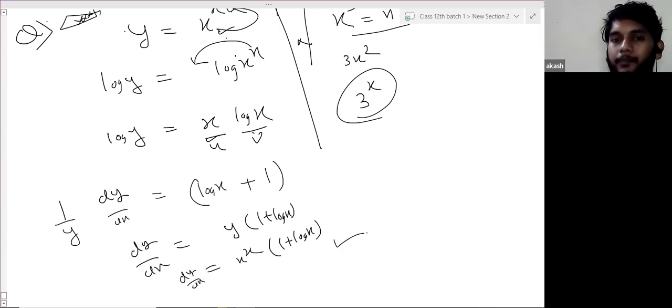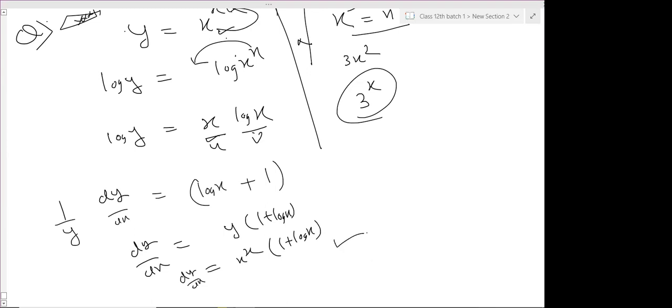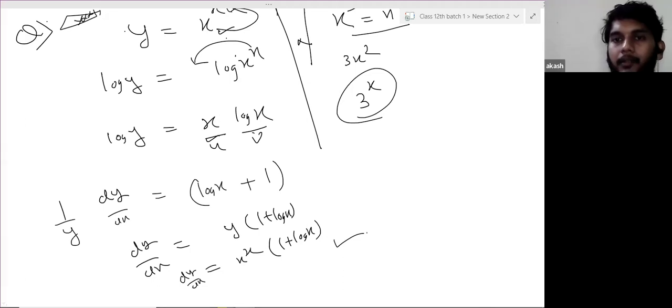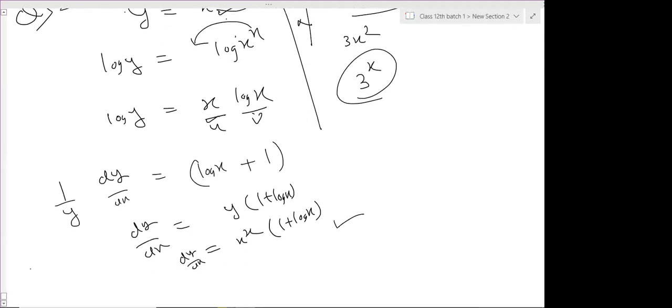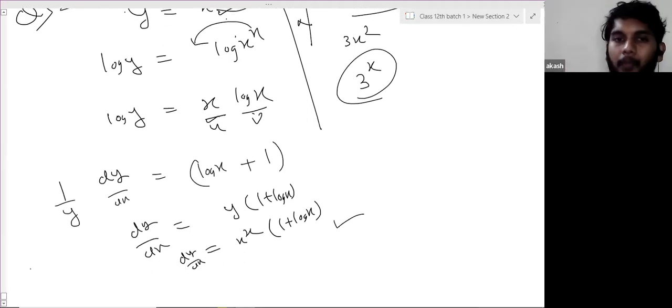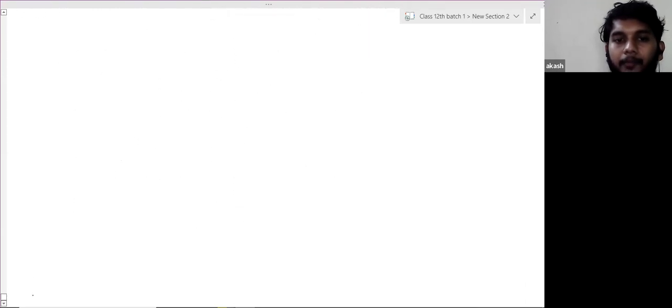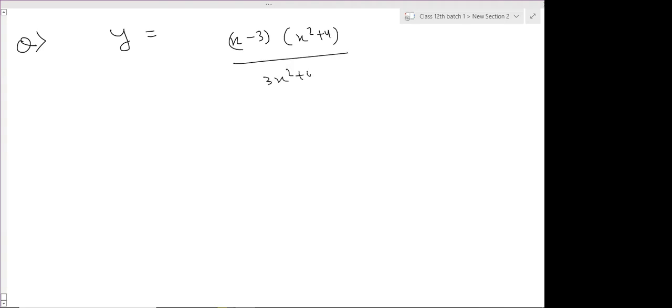Everyone is clear about this? Yes, sir. All right. Ronaldo, Ishan, Shikani. Yes, sir. All right. Next question. So whenever you have variable to the power variable, try to take logarithm and solve. Don't use the formula directly. Next question. y equals to x minus 3 into x square plus 4 whole divided by 3x square plus 4x plus 5 under root. All right. Try to solve this one.